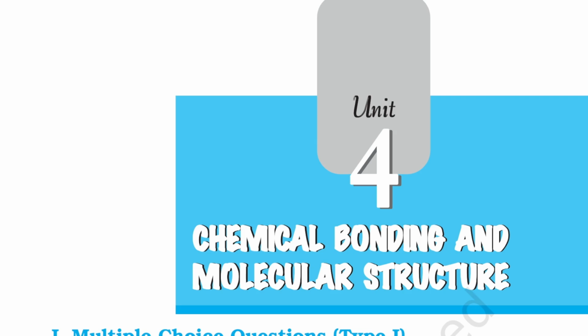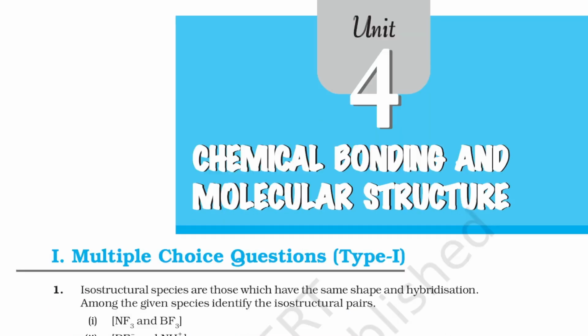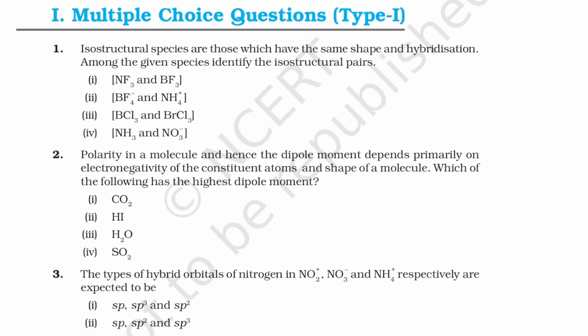All right, let's start with chemical bonding and molecular structure. Exemplar के solution शुरू करते हैं. पहला सवाल. Isostructural species are those which have the same shape and hybridization. All right. इसमें से कौन सी species isostructural pair होती हैं?